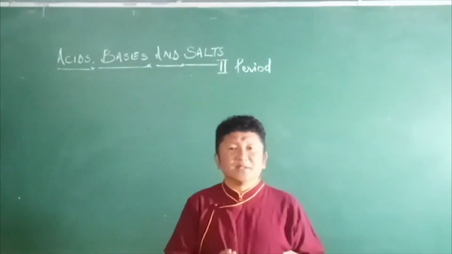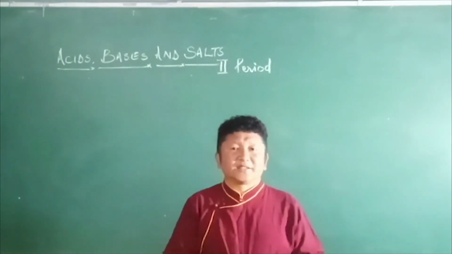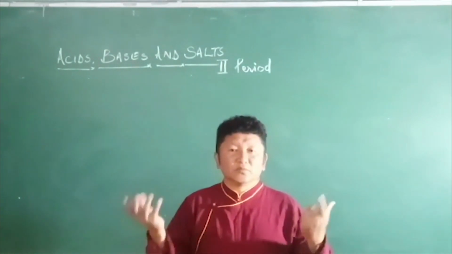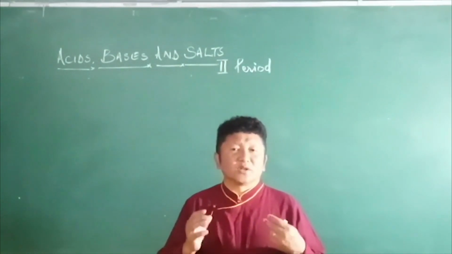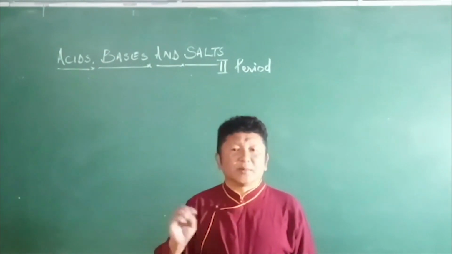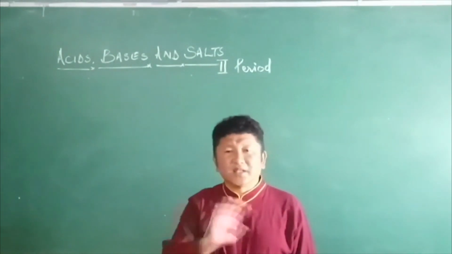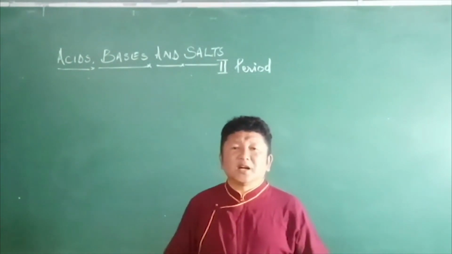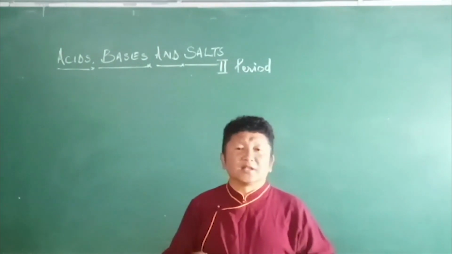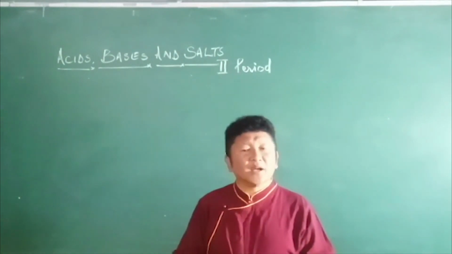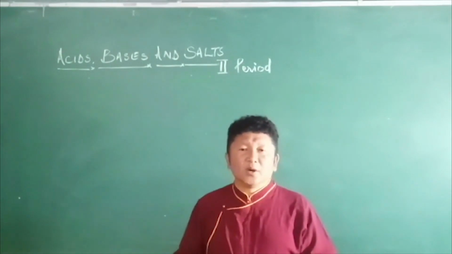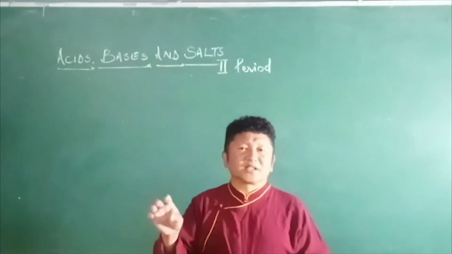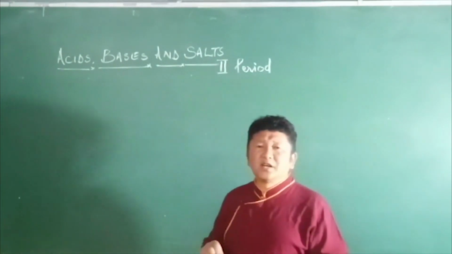Acids and base are highly corrosive. Acids and bases are strong chemicals and harmful. So we should not taste acids and bases. With the help of indicators, we can identify whether a substance contains acids or a substance contains base.